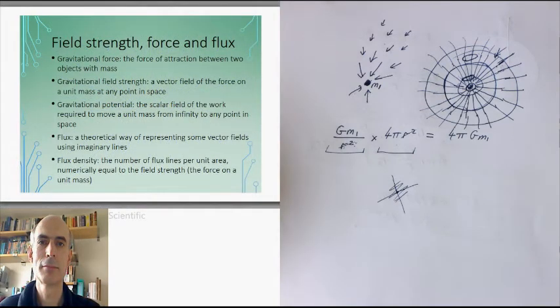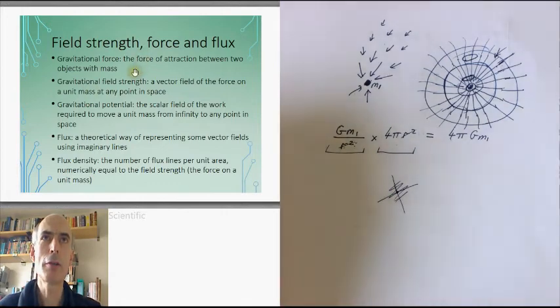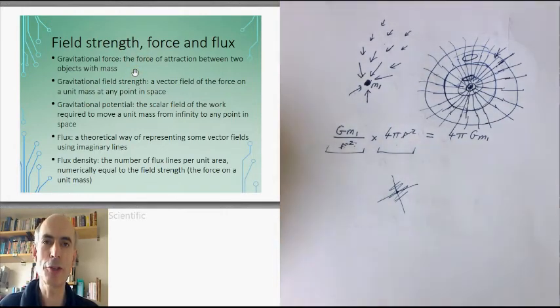So, a quick summary of the important results here. Gravitational force is the force of attraction between two objects with mass. The field strength is a vector. It has magnitude and direction, and its direction is in the direction that a unit mass would move in the field. The gravitational potential at any point in space is a scalar and equal to the amount of energy required to move a unit mass from infinity to that point.